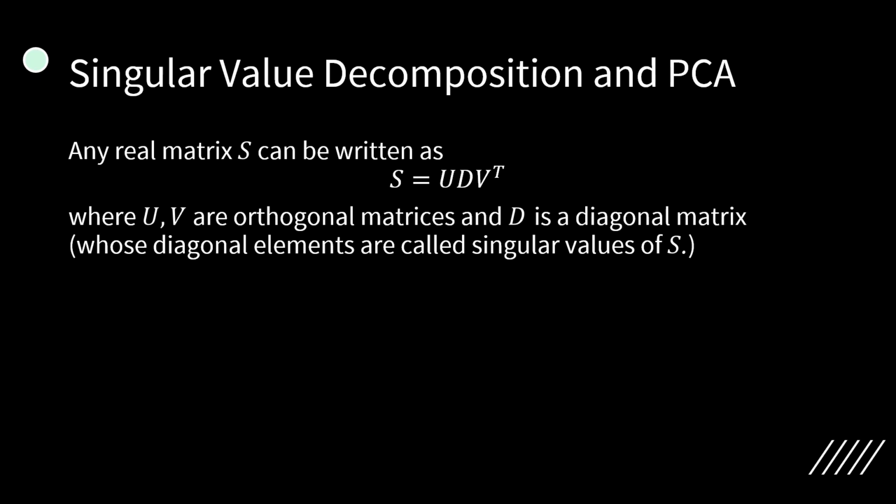Now I have to quote another important theorem from linear algebra, the singular value decomposition. I have a separate video on this, so if you're interested, you should watch the video, and I'll put the link in the description of this video. The singular value decomposition says this: any real matrix S can be written as S equals U D V transpose, where U and V are orthogonal matrices and D is a diagonal matrix. The diagonal elements of D are called the singular values of S.